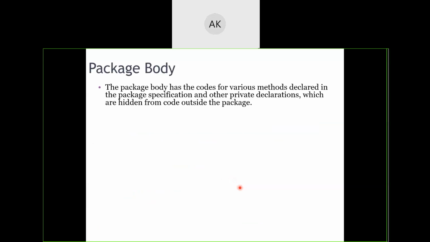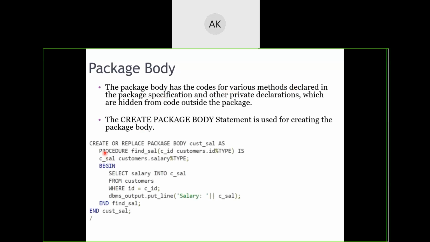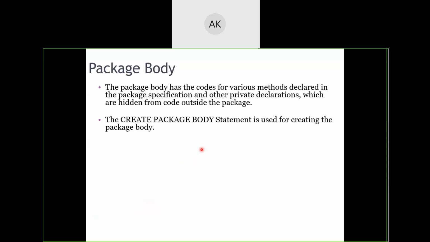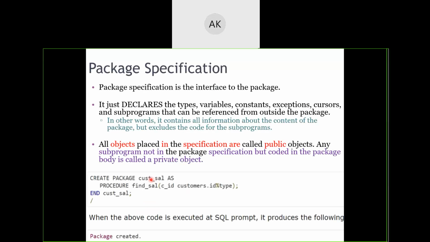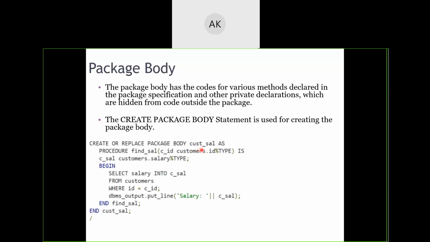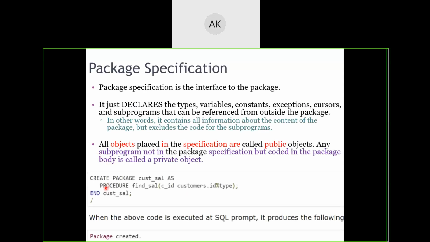So in the package body, you have to mention the various code for the various methods declared in the package specification. And to have the package body defined, you have to follow this syntax. Create or replace package body. Package body is the keyword. Package is separate, body is separate; these are two separate keywords. Then the name of the package which you declared earlier. What was the name of the package that we declared earlier? Customer_salary. So you need to declare the same name over here.